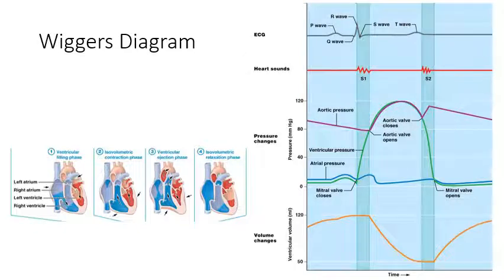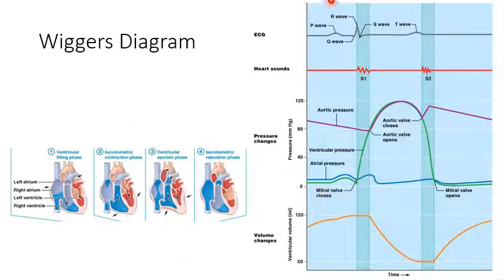So finally, we'll summarize the cardiac cycle using a Wiggers diagram. The Wiggers diagram is this graph on the right side of the slide. It's showing the ECG, the heart sounds, and the pressure in the great artery, in the ventricle, and in the atrium. And then finally it's showing the volume of blood in the ventricles throughout the cardiac cycle. I also put in this graphic showing the images of the different phases of the cardiac cycle.